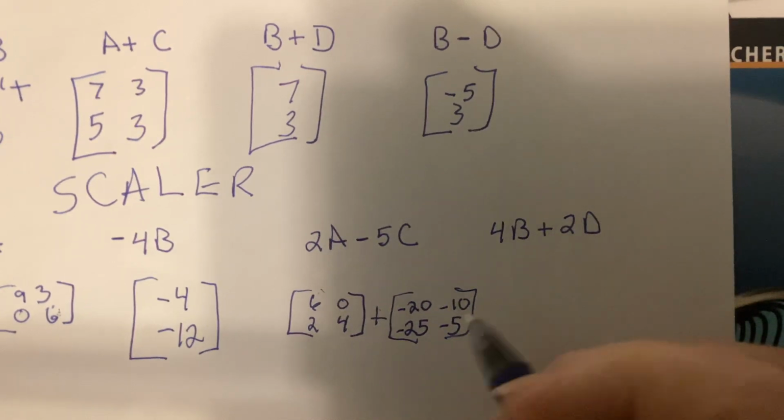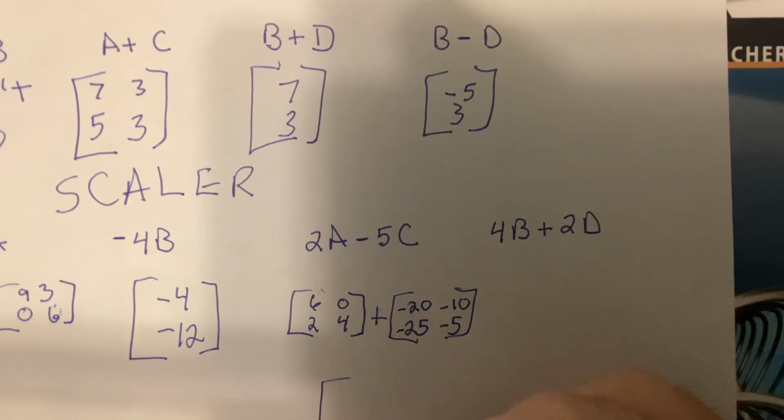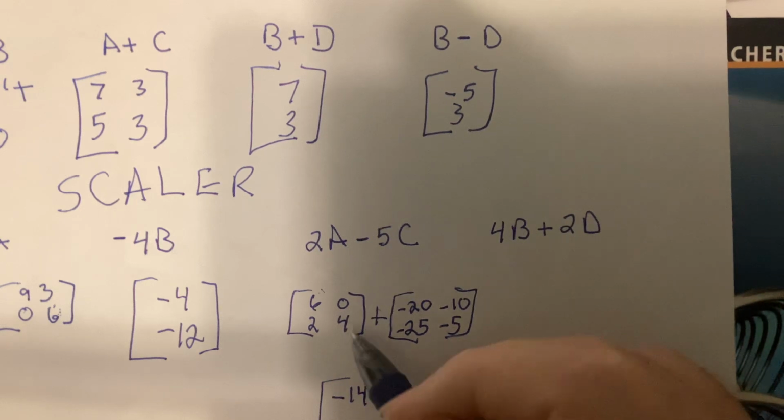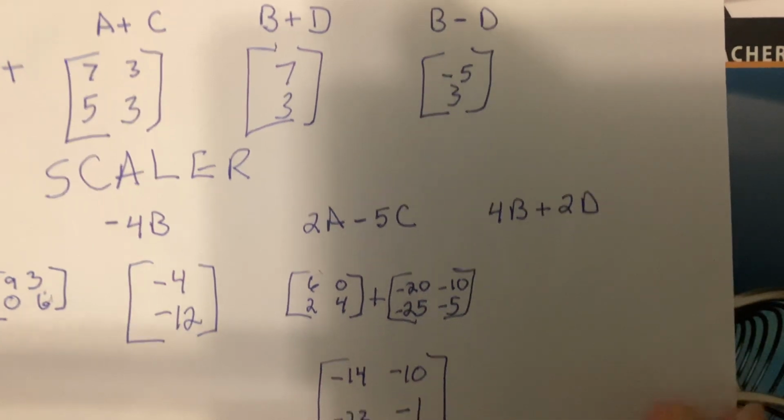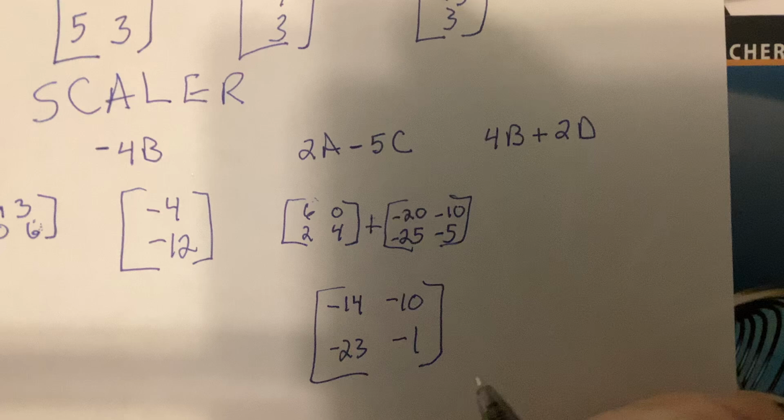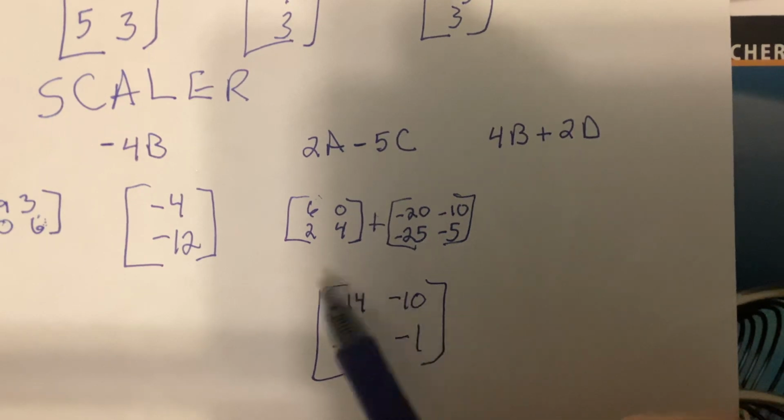6 plus negative 20 is negative 14. 0 plus negative 10 is negative 10. 2 and negative 25 is negative 23. 4 and negative 5 is negative 1. And I was writing that off the page. Sorry about that.